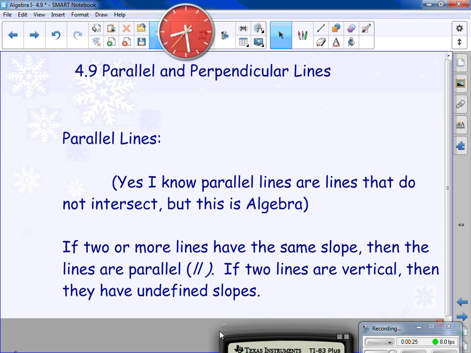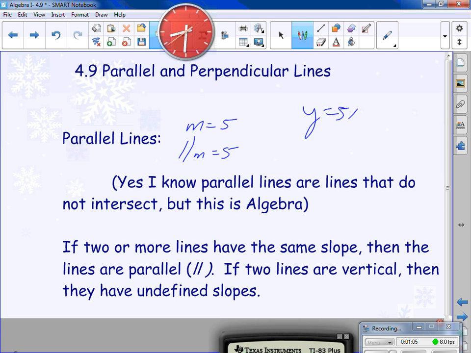If two or more lines have the same slope, then the lines are considered parallel. The symbol for parallel is a slanted 11. If the two lines are vertical, then they have unidentified or undefined slope. In other words, if I have a slope of 5, what's the parallel slope? 5. In order for lines to be parallel, they have to have the same slope.